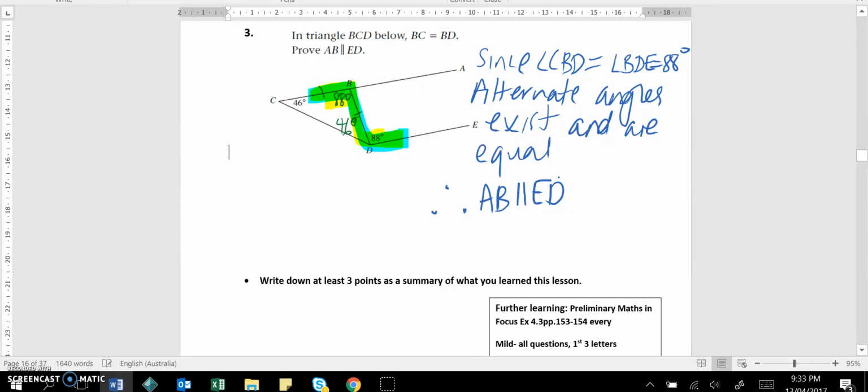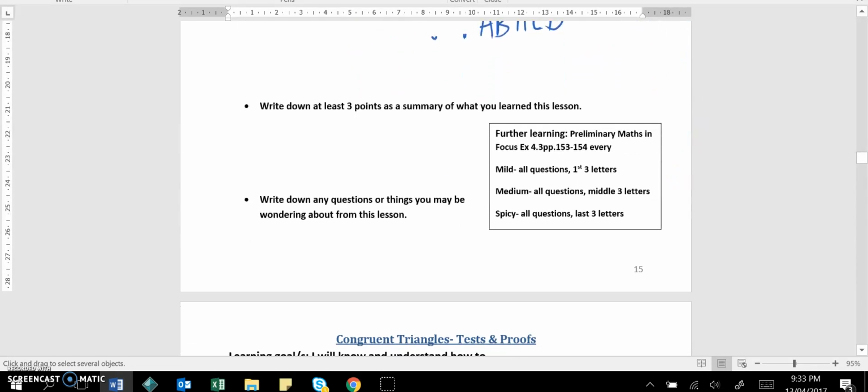Okay, do make sure that you write down your summary of that section and that you also write down all the notes for this section and have a go at the homework depending on what level you choose.